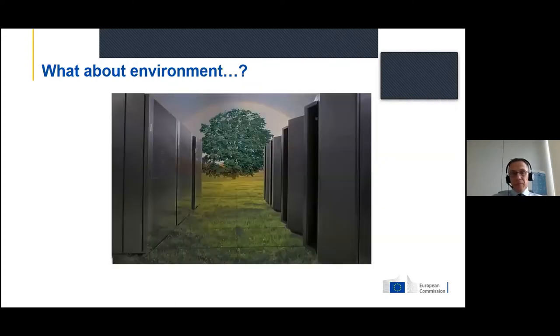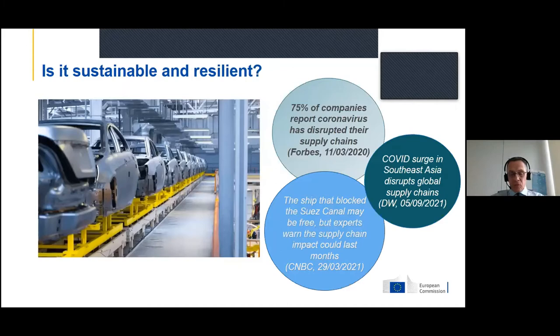What about the environment, or to ask this question in a broader context: is this transformation we are in sustainable and resilient? Well, with resilience, just remember one ship blocking the Suez Canal made repercussions in global delivery chains, which were still visible 2 or 3 months after this event.